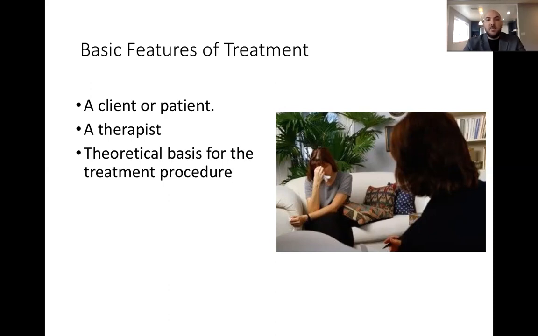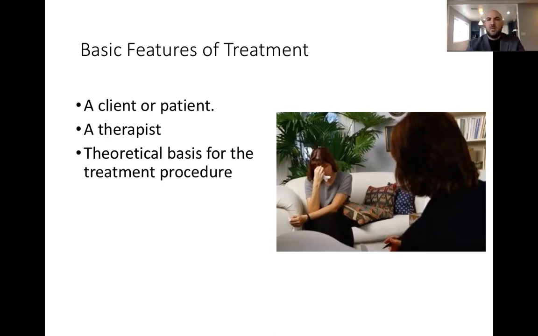But first, no matter what sort of therapist you go to, it's always going to involve a client or a patient, the person receiving therapy, the therapist, the person delivering the therapy, and then some sort of theoretical basis for the treatment procedure. So some sort of theory or worldview, a way of thinking that has been shown to be effective, that the therapist is going to direct his or her questions or behaviors through.